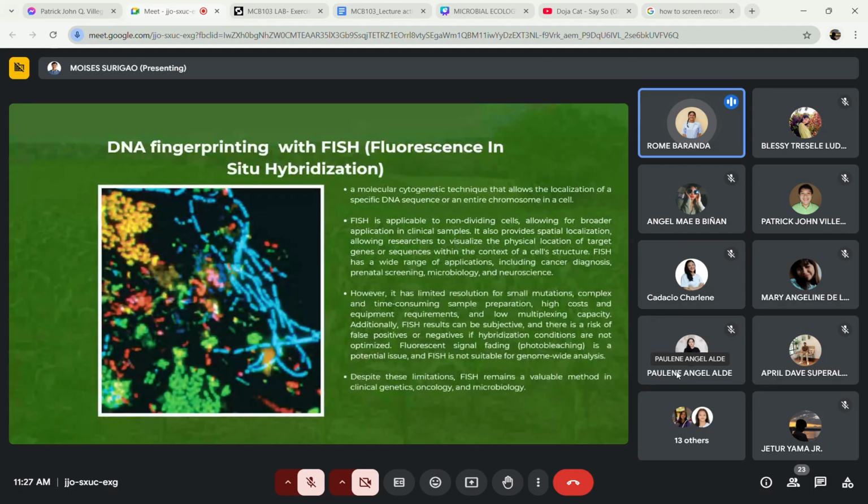The fluorescent signal will fade, or photobleaching can occur, which is a potential issue, and it is not suitable for genome-wide analysis. However, despite these limitations, FISH remains a valuable method in clinical genetics, oncology, and microbiology.